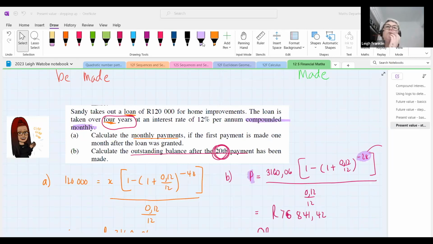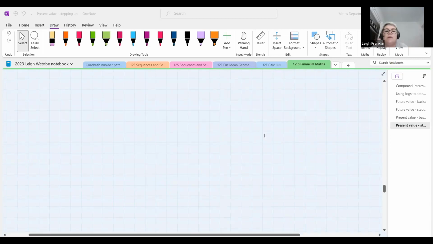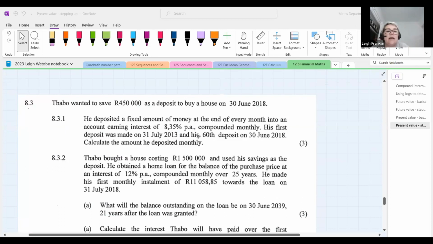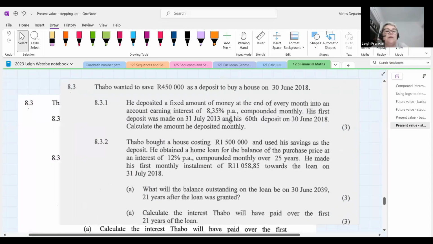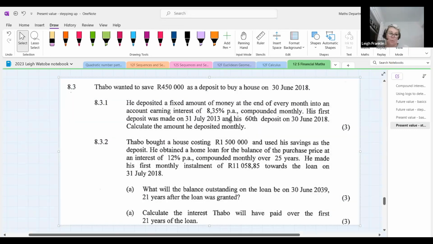Mind you, I say more, but financial maths is only 15 marks. So you might find the first 5 marks will be the grade 11 stuff and the other 10 will be grade 12 stuff. Everybody's saying I can move on to the more difficult questions. So here is an example of something that you would see in an exam. This is an exam question. And Kamgelo, there's the question that you wanted.